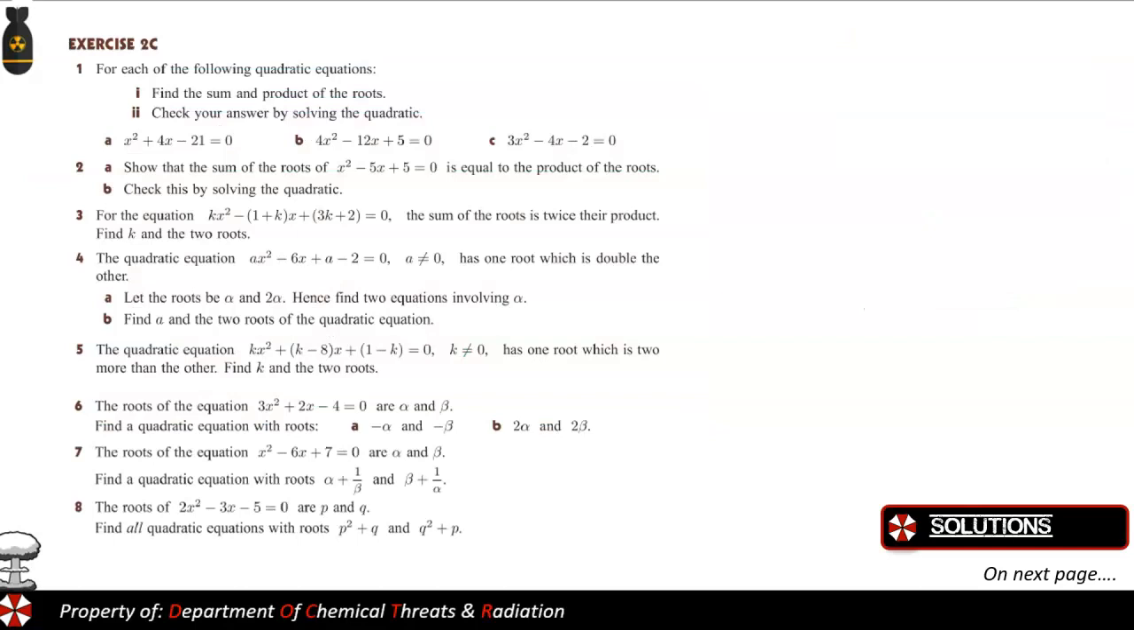Let's have a go. Find the sum and product, and check your answer by solving the quadratic. So let's have a look. Question 1: show that it's equal to the product, check, yep. This is a good one, using k. Find k, I like that. It has one root which is double the other. That's a good one. One root more than the other. You know what? I can almost hear you through the video going, we want to do all of them.